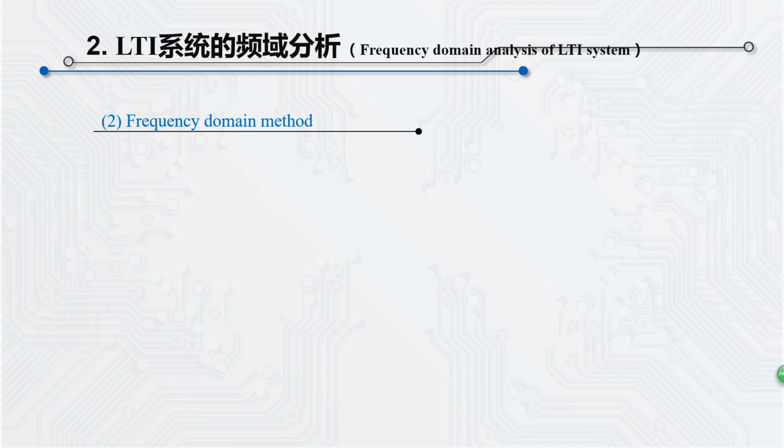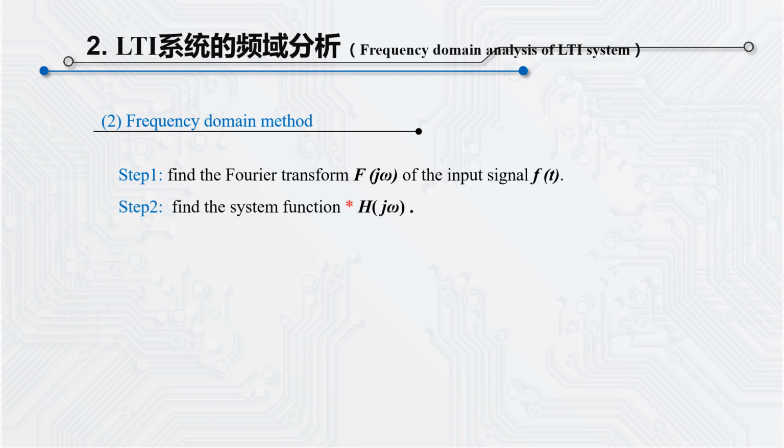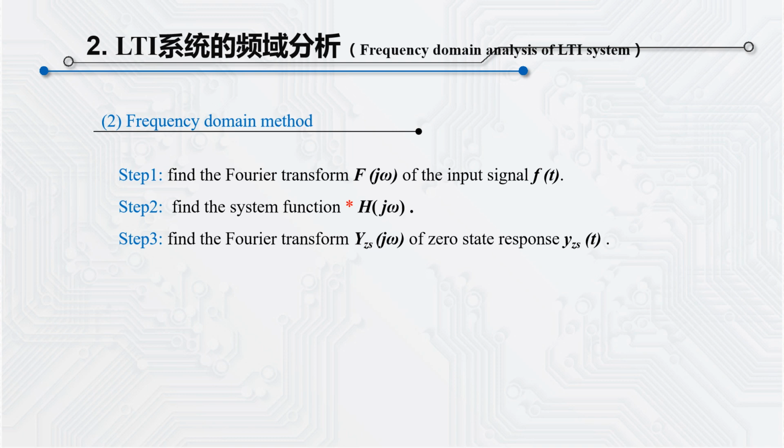Based on the previous analysis, we can get the basic steps to solve LTI system by frequency domain method. Step 1. Find the Fourier transform F(jω) of the input signal f(t). Step 2. Find the system function H(jω). The system function is actually the Fourier transform of its unit impulse response. Step 3. Find the Fourier transform of the zero-state response yzs(t).